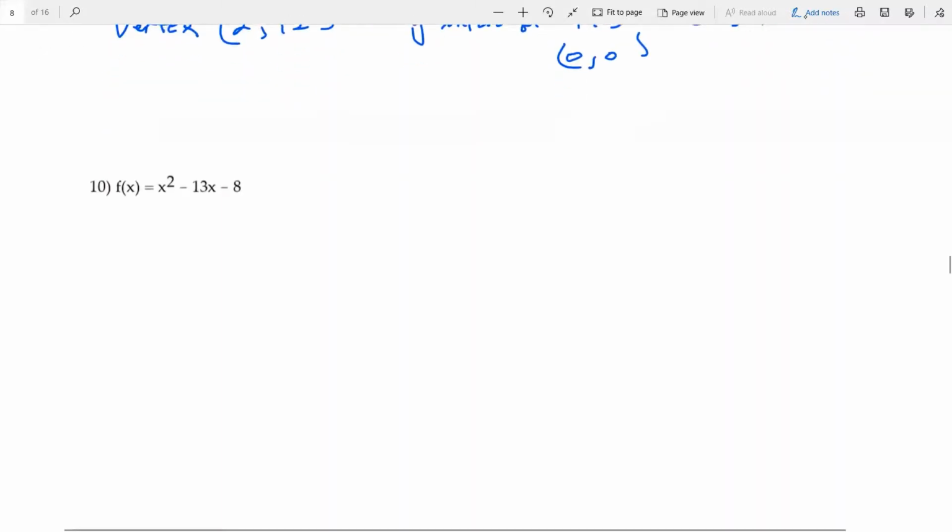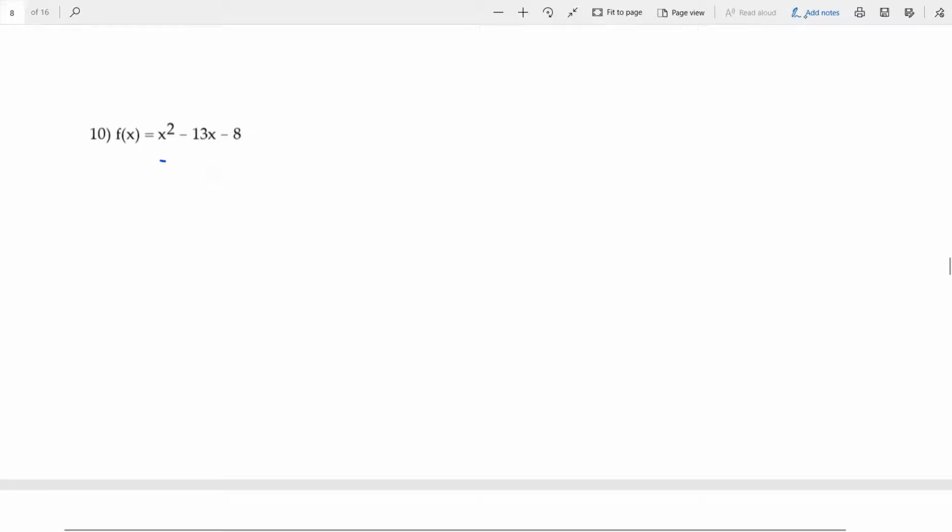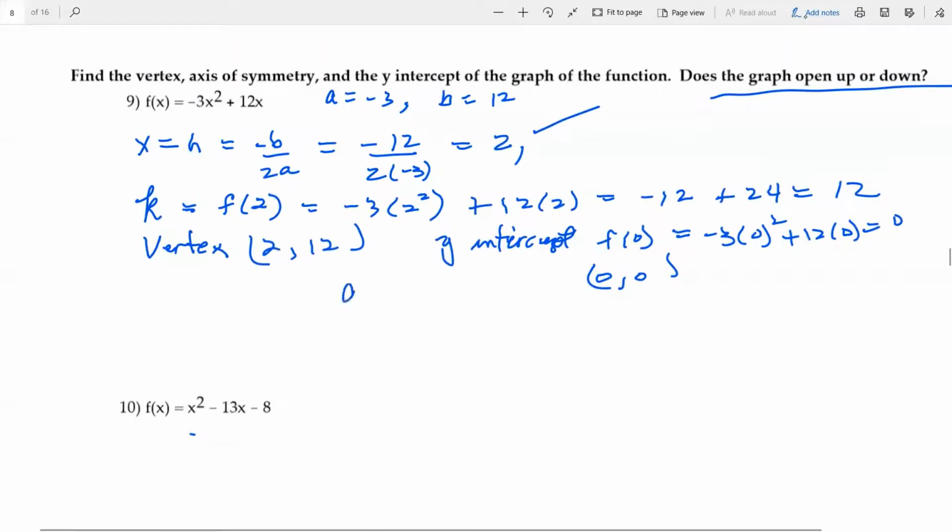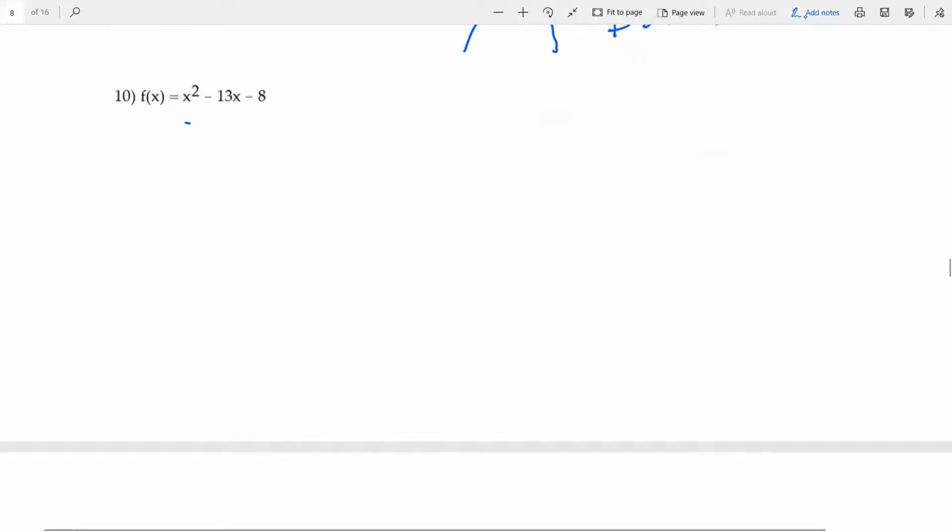Now, the second one here, number 10. Oh, by the way, a is less than 0, so it opens down. Number 10, we want to calculate the axis of symmetry. This would be x equals h equals minus b over 2a. A is 1, b is minus 13. So this would be minus minus 13 over 2a, which would be 2. So the x value of the vertex is 13/2, which is also the axis of symmetry.